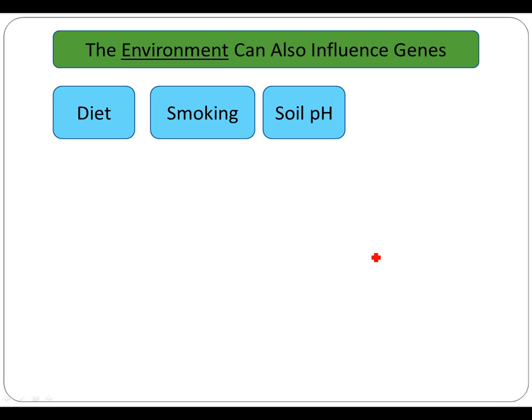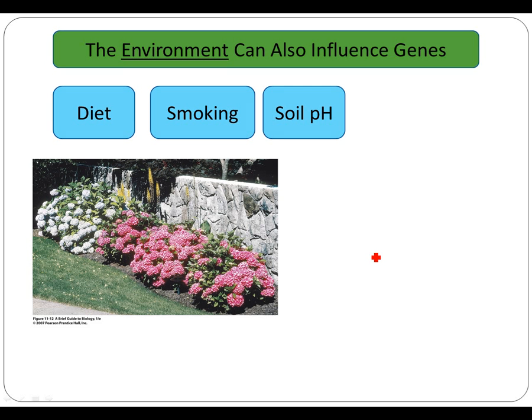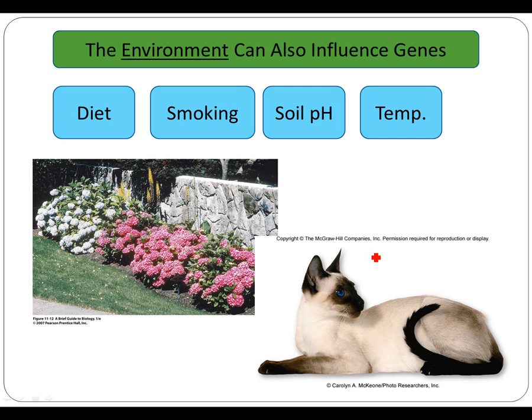Soil pH is a good example from your textbook. Hydrangeas are really sensitive to the pH of the environment. So even though genetically speaking they're the same, depending on the environmental condition, it'll change their genotype or phenotype expression. Temperature can also have a huge impact on certain proteins and genes and their expression.